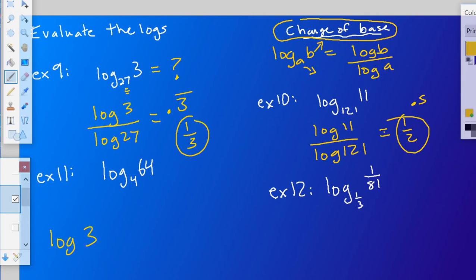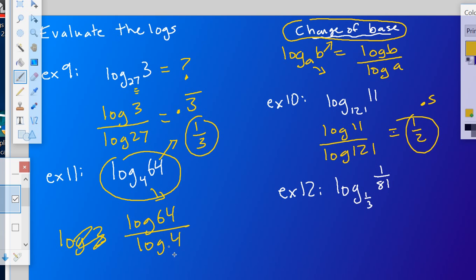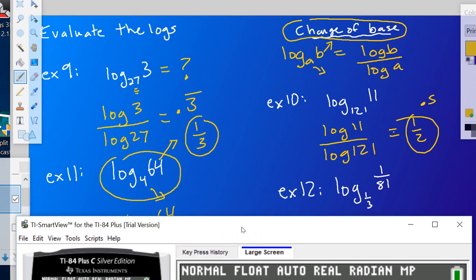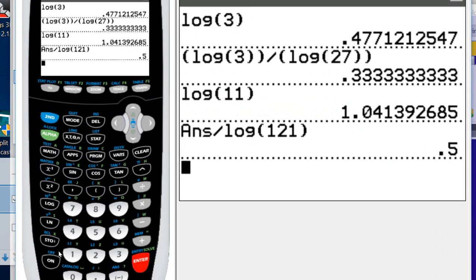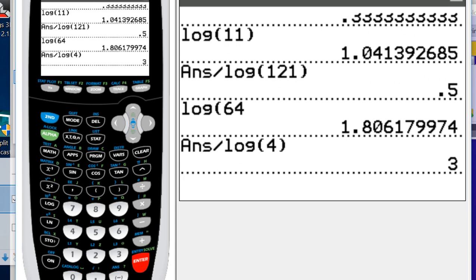Okay, so now I'm going to take a look at this one right here. So how do I get that? Well, log 64 on top. Again, this number is going on top, this one on bottom, over log 4. So I have log 64 over log 4. Now I'll go to my calculator. Log 64, and now divide that by log of 4. Should probably close off that parenthesis. And I get 3.